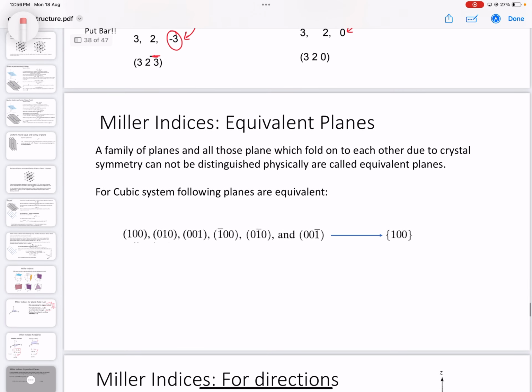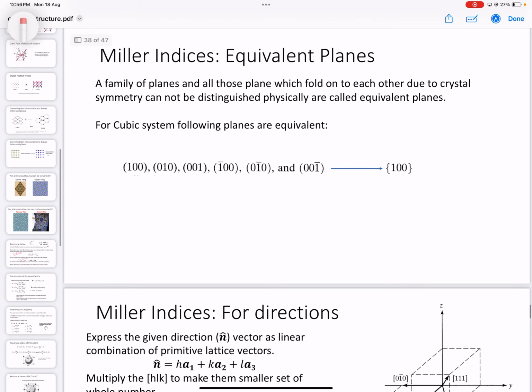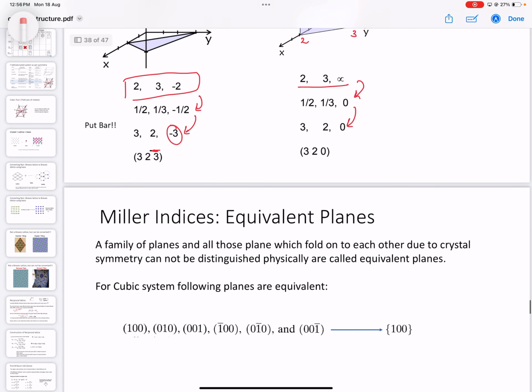Okay. So now comes, how do I, so there is a convention. When I write Miller indices, I put this normal bracket, the round parenthesis. That means these are Miller indices, right?